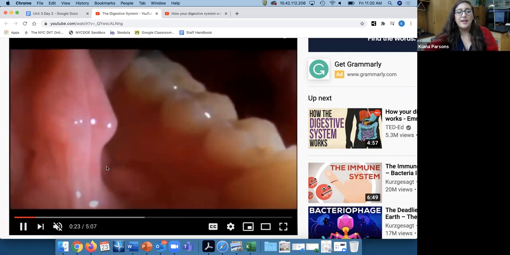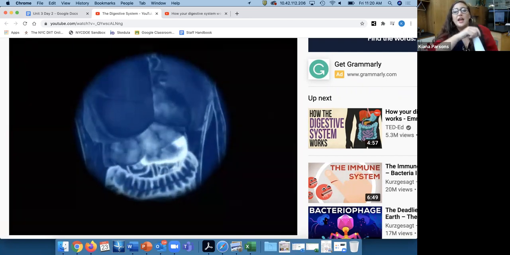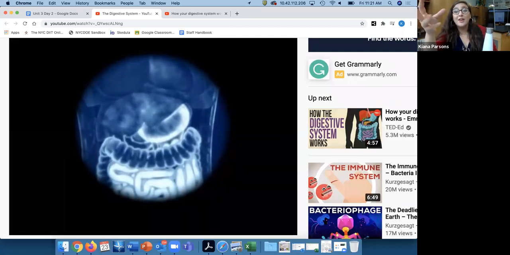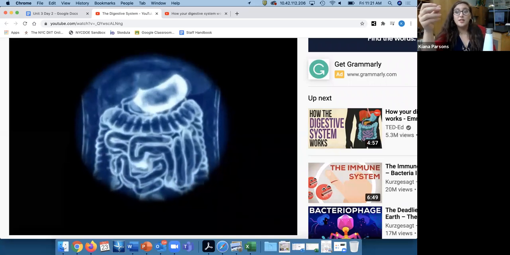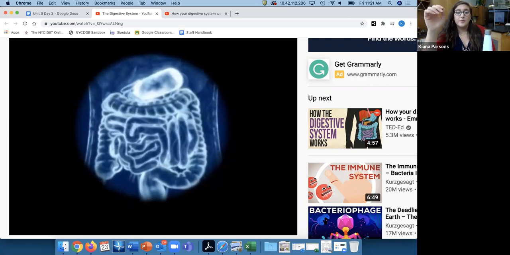And saliva is involved in digestion. And there we see, so that movement that you're watching, that's mechanical digestion, and that's also peristalsis. So peristalsis is a form of mechanical digestion. So the food is traveling all through the intestines.